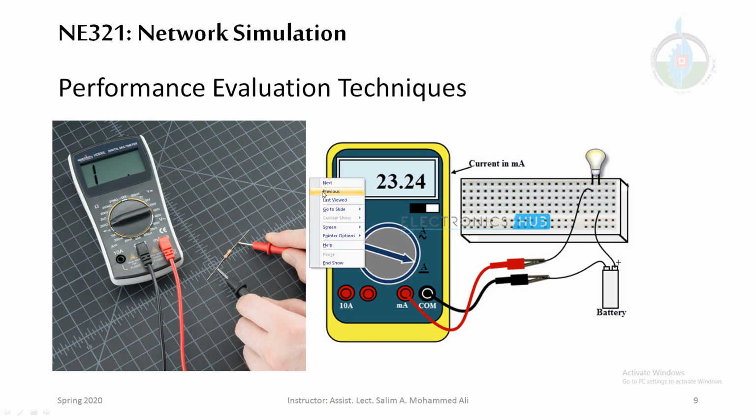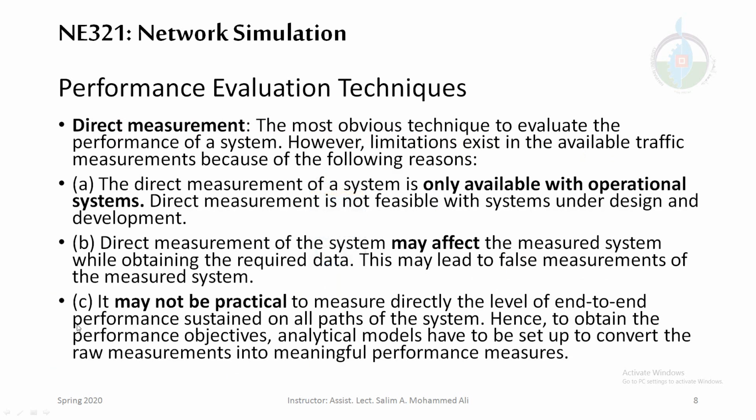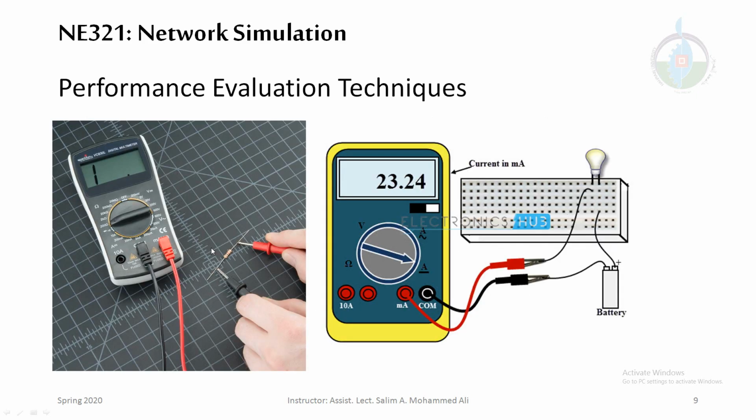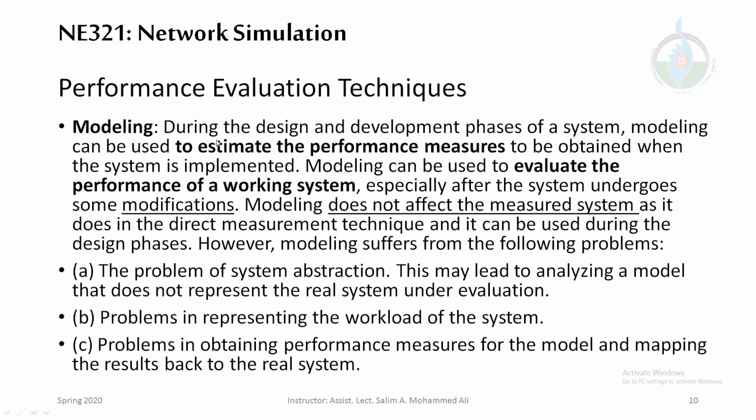Okay. We actually discussed thoroughly why direct measurement is not possible for all simulations. Now let's jump to modeling. So if we can't do direct measurements, we usually get our performance evaluation using modeling. During the design and development phases of a system, modeling can be used to estimate the performance measures to be obtained when the system is implemented. Modeling can be used to evaluate the performance of the working system.